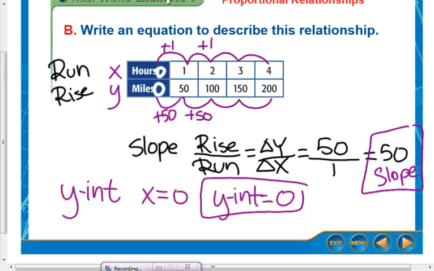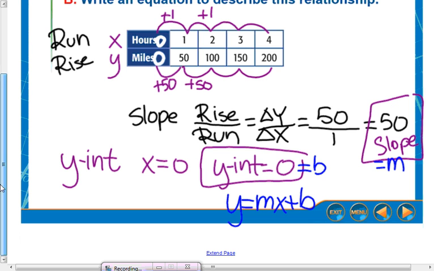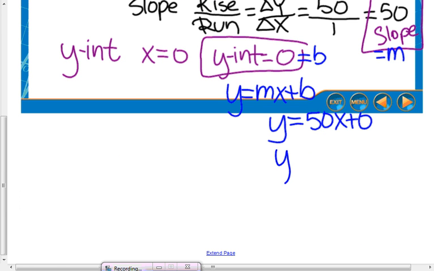So now that I have this, and I have this as my slope, I can go ahead and write my equation, right? So we have y equals mx plus b. The y-intercept is the beginning of our story, and that one is associated with b. The slope is also represented with the variable m. Let's plug it in, and we get y is equal to 50x plus 0. I can simplify that. Y is equal to 50x.